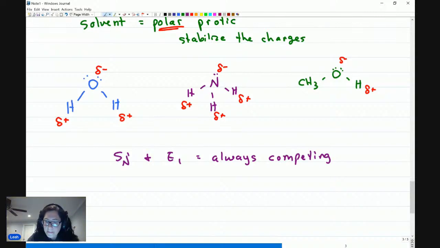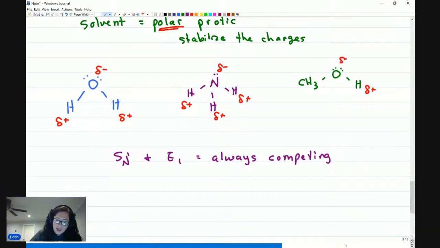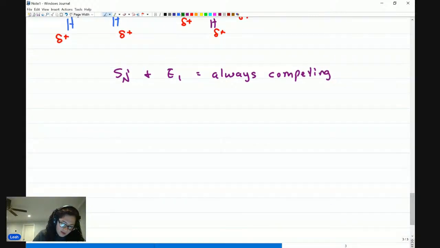Hello, Brian. Do you mind repeating why you wanted a difference in electronegativity when working with a solvent? That is a very good question, Hannah. When you're looking at a solvent, you're looking at how it's going to interact or not interact with the molecule. And in the case of our reaction, let's go back to the very first step.